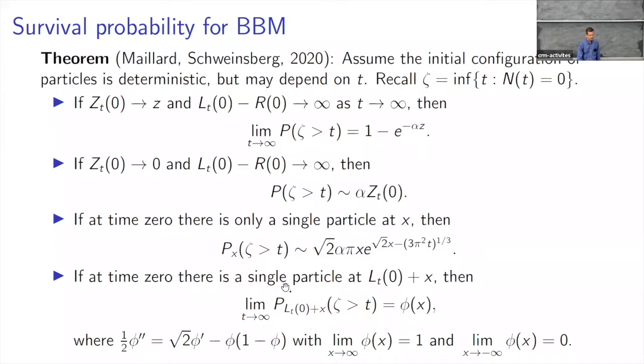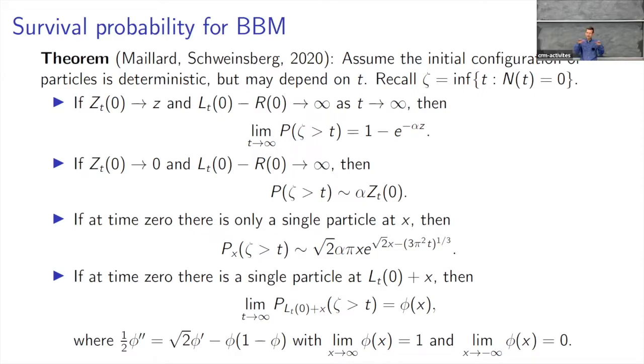Now we could also consider what happens if we start at time 0 from one particle at L_t(0) plus x, and then we fix x while letting t go to infinity. In that case, the probability of survival until time t converges to some function phi of x. Phi of x goes to 1 as x goes to plus infinity. Phi of x goes to 0 as x goes to minus infinity.